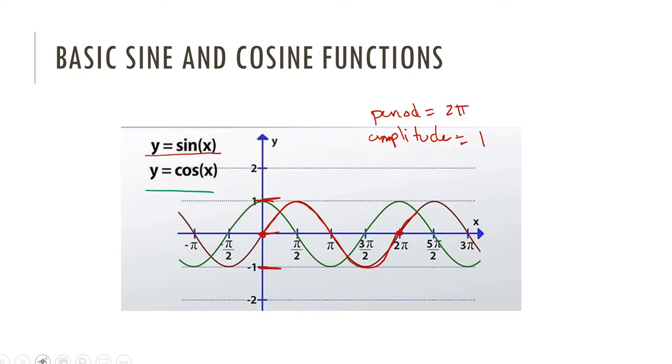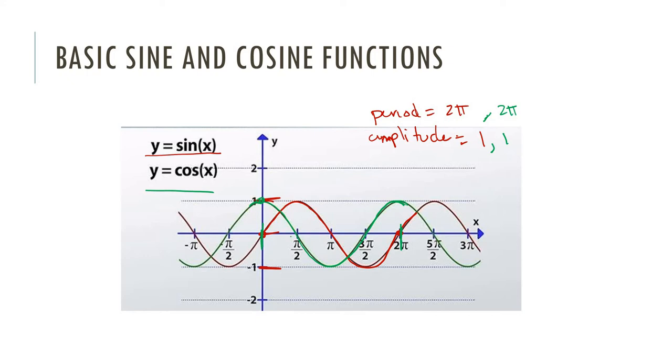The cosine function also has a period length from 0 to 2 pi, but its period starts at the top at 0 and goes down to the bottom and then back up to the top. It still is one period length. It still starts to repeat after 2 pi, and it still has an amplitude of 1. So our sine and our cosine both have the same period length and the same amplitude. They just have a different starting point on the graph. So that's our basic sine and cosine.